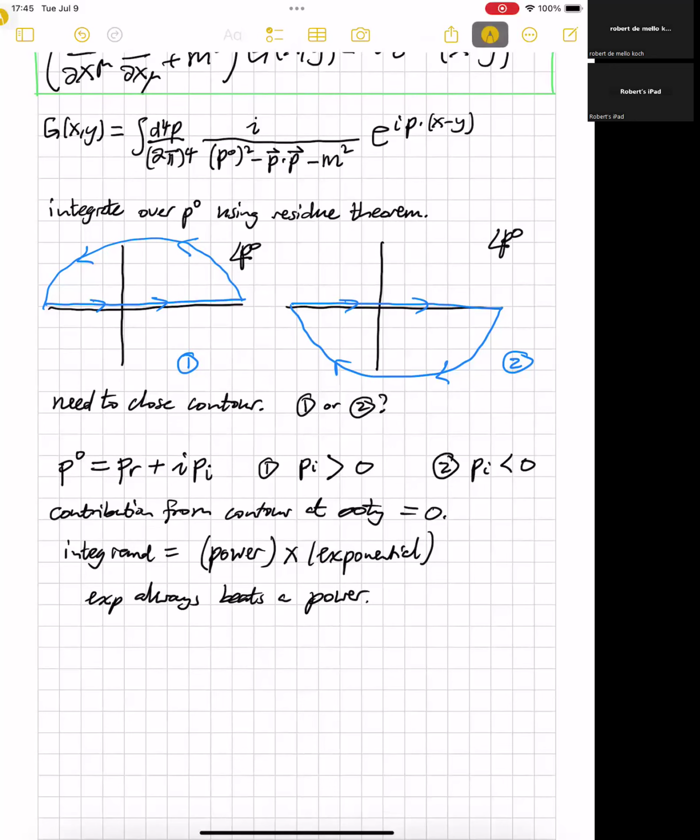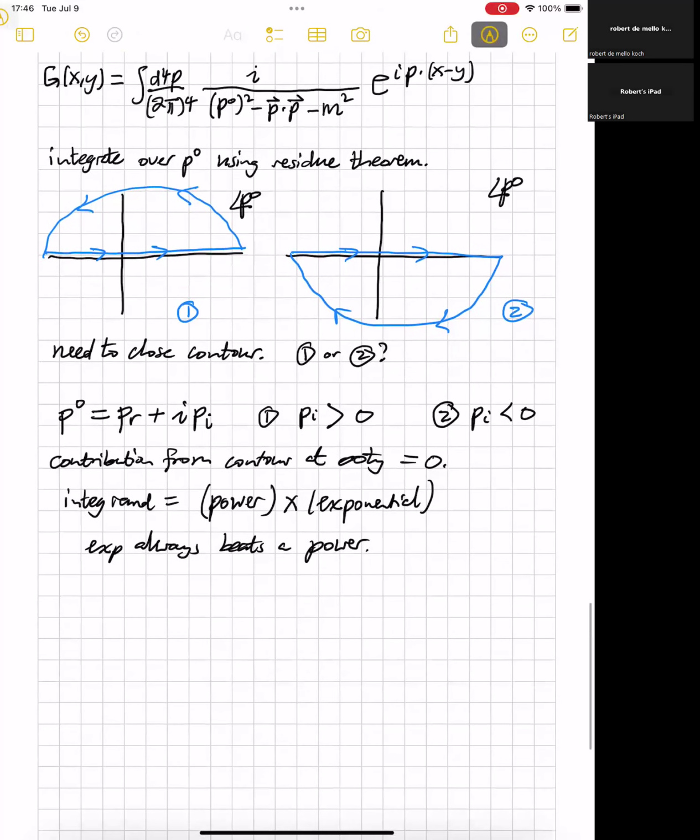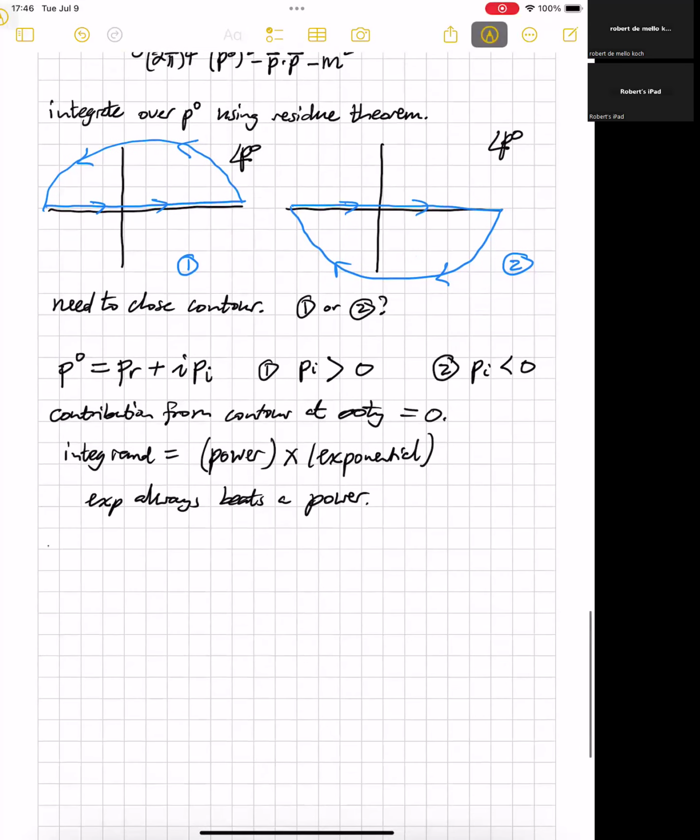So the power here is trying to go to 0 because it's an i over P naught squared. So it's going to 0 as 1 over infinity squared when P naught goes to infinity. But we need to look at what the exponential is doing, because if the exponential is blowing up, then that tiny suppression by the power just won't matter and the integrand will blow up. Whereas if the exponential is dying, then we know that the integrand vanishes extremely rapidly at infinity and we'll get no contribution to the integral. So let's take a look at the exponential. That's the thing that we have to study. What does the exponential look like?